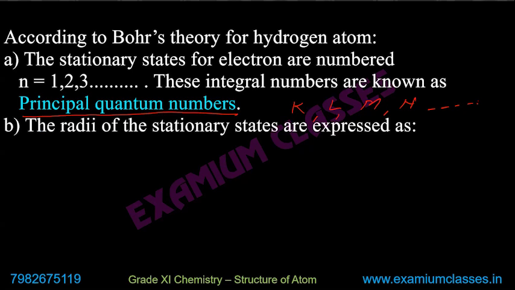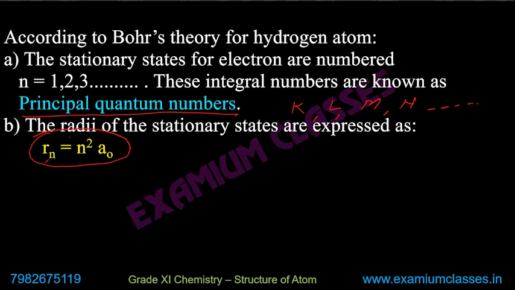But shells are 3D, orbits are 2-dimensional only. Yes, sir. The radii of the stationary states are given by a formula. This formula will be used extensively. There is a high possibility that you will get a numerical based, directly or indirectly, on this formula.